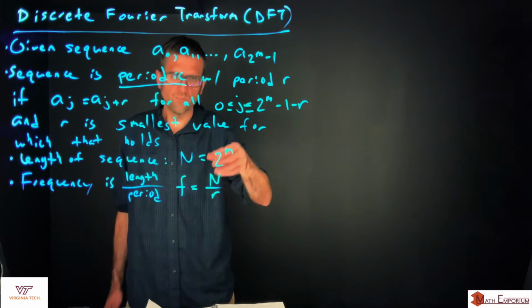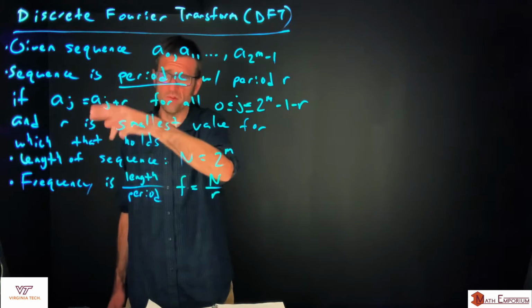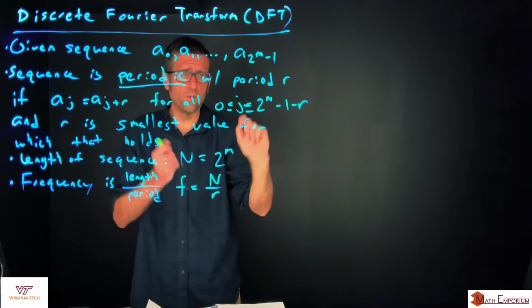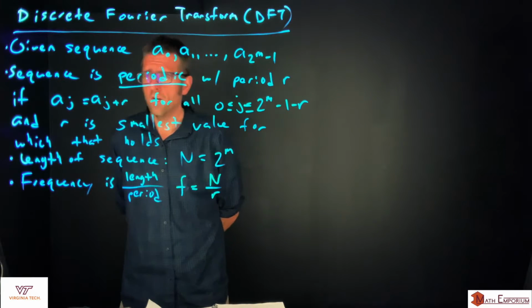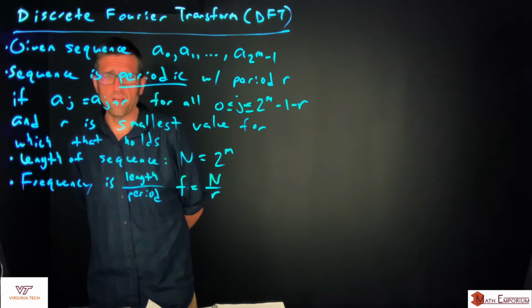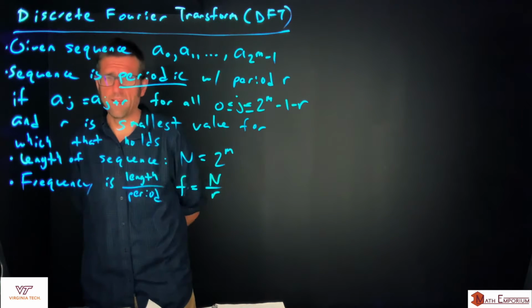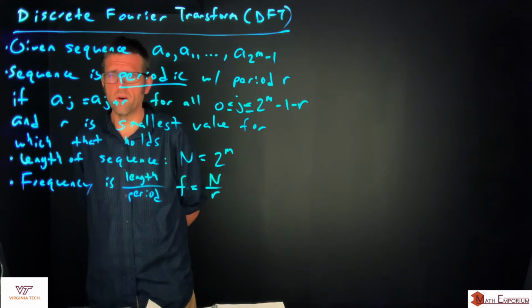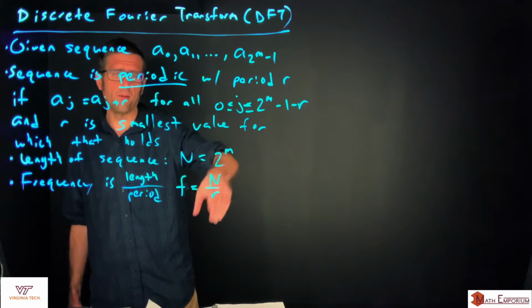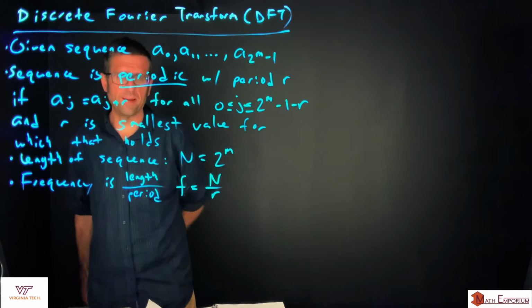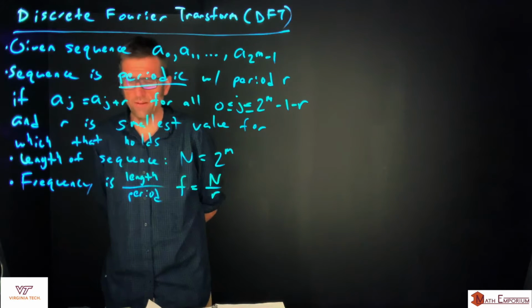That means that both j and j plus r should be in the bounds between 0 and 2 to the n minus 1. And r is the smallest value for which that's guaranteed to hold, so it's the smallest possible value for the period. We know that the length of the sequence is 2 to the n. Let's call it capital N so we don't have to keep writing 2 to the n over and over again.